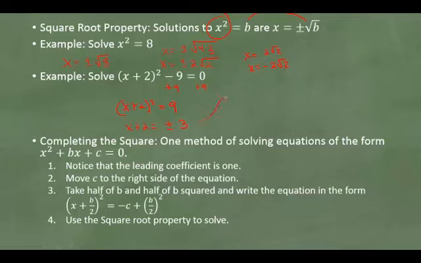So our two solutions are x is equal to, we can subtract 2 here from both sides, negative 2 plus or minus 3. In other words, x is equal to negative 2 plus 3, which is 1, and x is equal to negative 2 minus 3, which is negative 5.